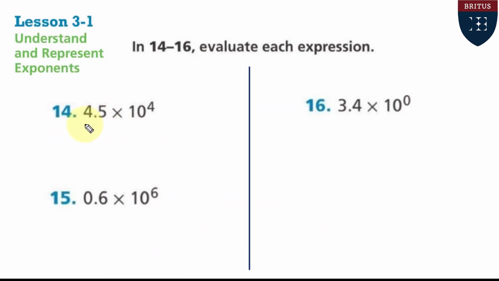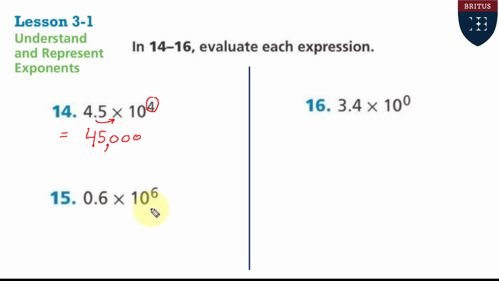Next, how can we evaluate this expression? 4.5 times 10 raised to the power 4. Keep your eye on the power. The power is 4, so you have to move the decimal point to the right 4 digits. We have 1 digit, so you have to insert 3 zeros. So we get 4, 5, and write 3 zeros: 1, 2, 3. Now we get 45,000.